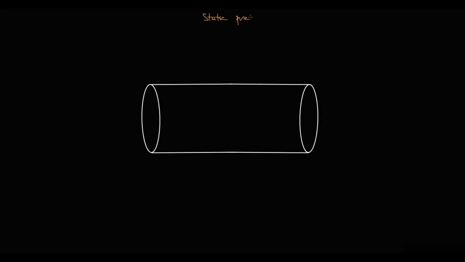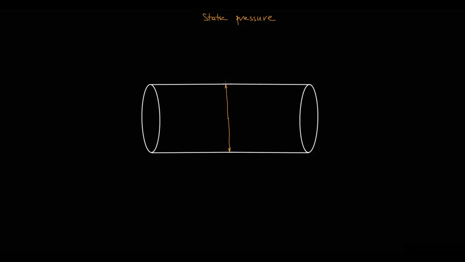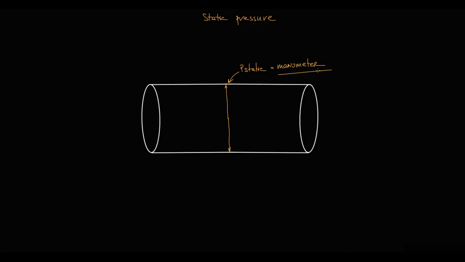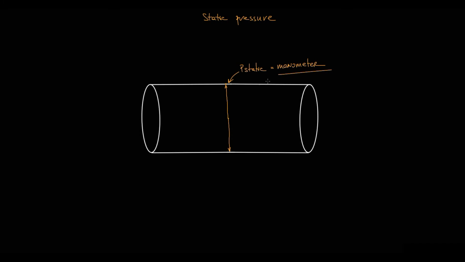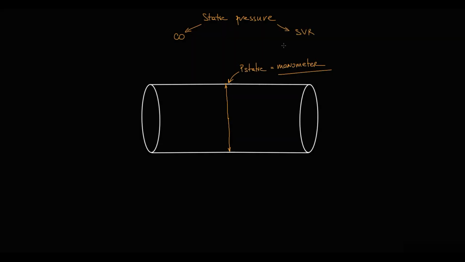Static pressure is a pressure that is exerted on the walls of the vessel, because static pressure acts perpendicular to flow, and exactly static pressure we measure by manometer during patient examination. This pressure is formed by cardiac output, which is the volume of blood being pumped by the left ventricle per unit time, basically its flow, and by systemic vascular resistance.